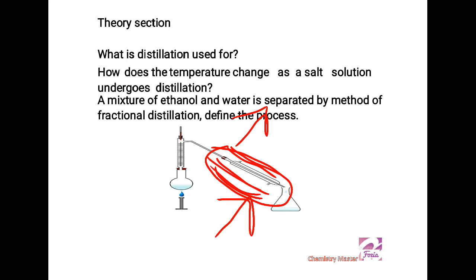Why do we use the condenser? The hot vapors are coming through this side arm, and the hot vapors are cooled by this cooled water. The water provides a cooling surface, and these vapors are condensed, or cooled, to their liquid phase again. So this is how a condenser is fitted.